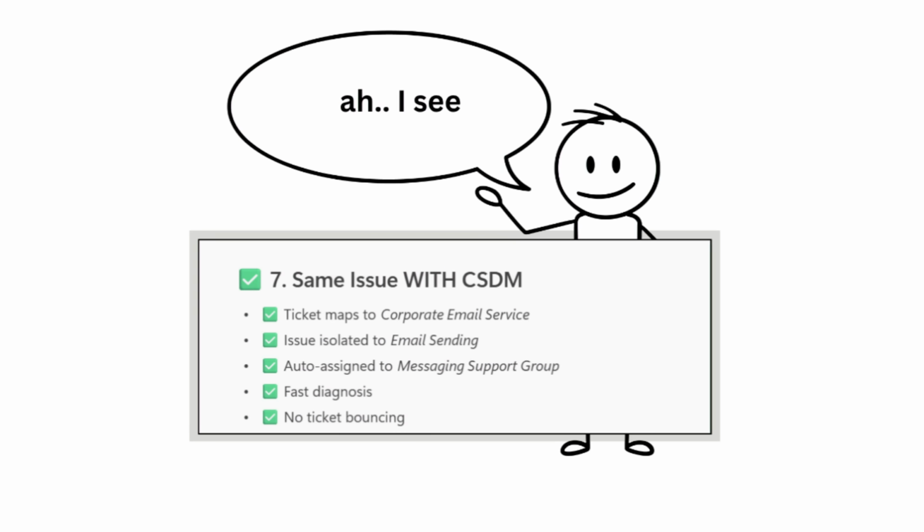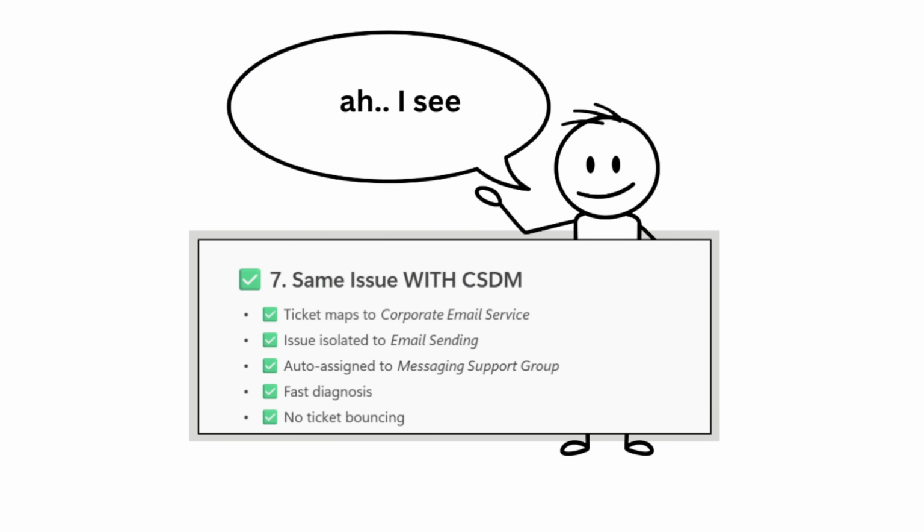Okay. So they fix it. They may have created a few other tickets to fix that, but they fixed it because they owned it. It is their responsibility. They fixed it. Email sending starts working now. No bouncing, no confusion, and fast resolution. So this is how CSDM is making life better for ITSM, for CMDB, for users.